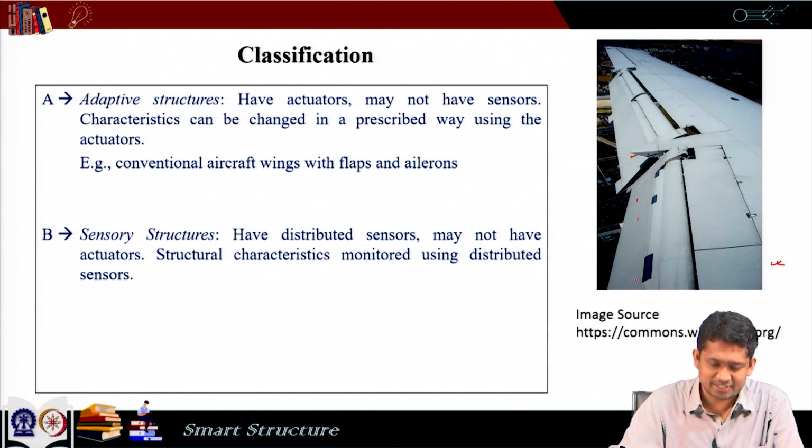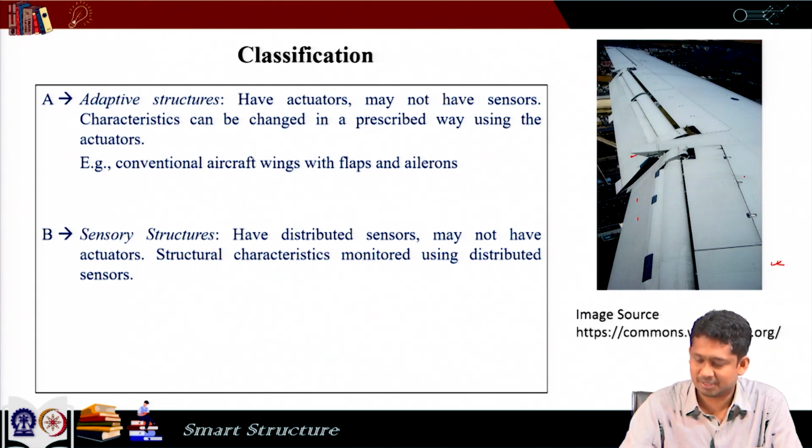Sensory structures are at the other end, they may have sensors, but they may not have actuators. Again, if we have this in this aircraft wing, if we have several sensors placed at different places in this aircraft wing, and these sensors might measure parameters like strain, acceleration, temperature and so on. Now, based on their measurement and using proper algorithms, the damages in the wing can be monitored in real time or in a near real time sense. So, that is a sensory structure. Here the goal is mainly monitoring.